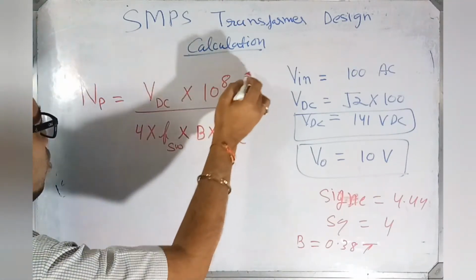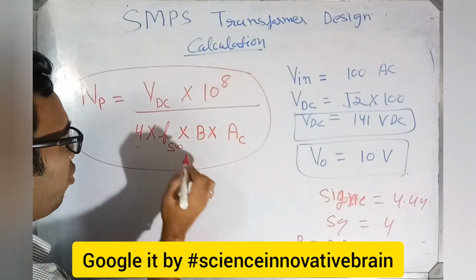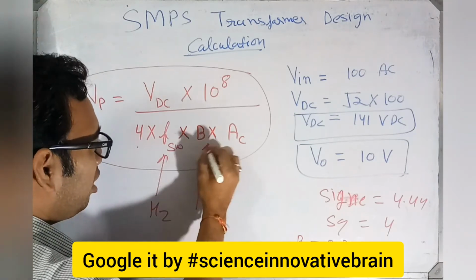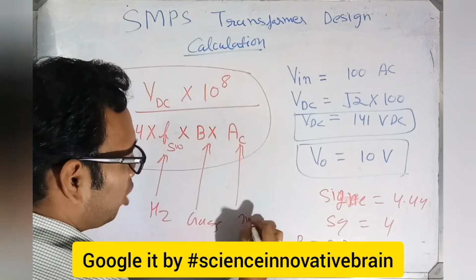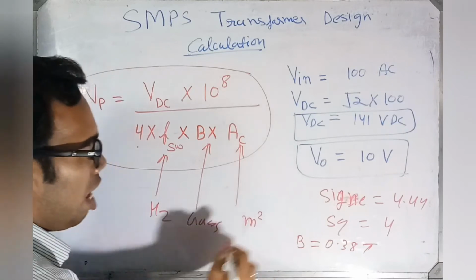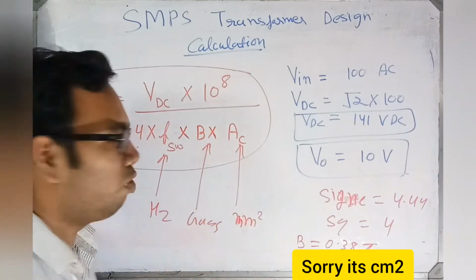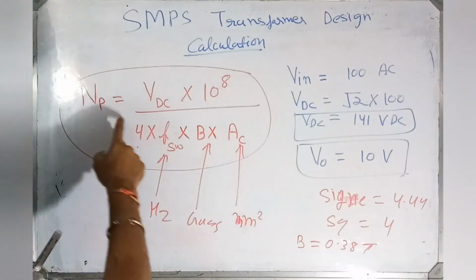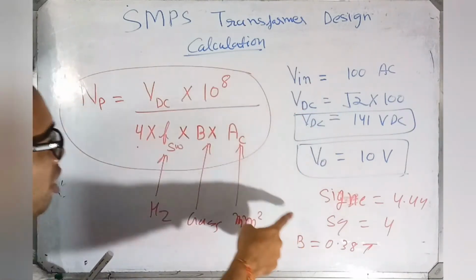So with the help of this formula, we know the switching frequency. The unit is hertz only. This B is in Gauss unit, and this AC is in mm square. So this AC means the cross-sectional area of the core, in millimeter square. With the help of this formula and these input values, we can easily calculate the number of turns.